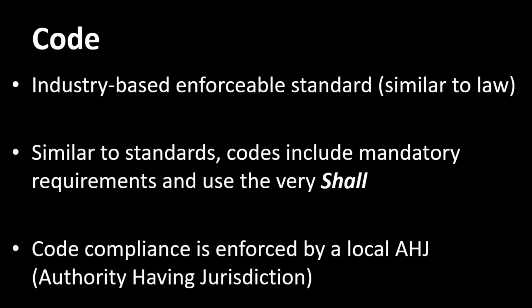A code, on the other hand, is the industry-based enforceable standard. It's a standard, but you can think of it as the law. It is enforceable. Similar to standards, codes include mandatory requirements and the use of the verb shall. So you shall do this, you shall not do that. Code compliance is enforced by a local AHJ, authority having jurisdiction. For example, an inspector enforcing the requirement in the code, which is a standard.